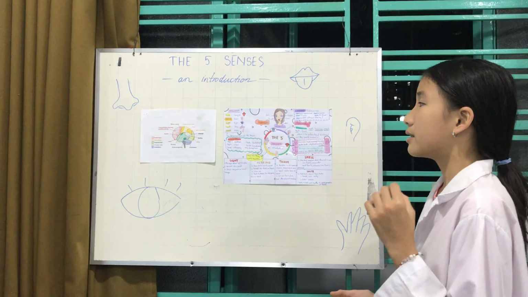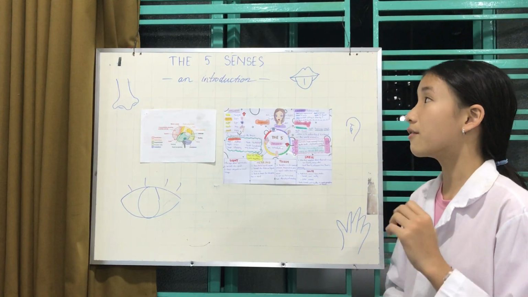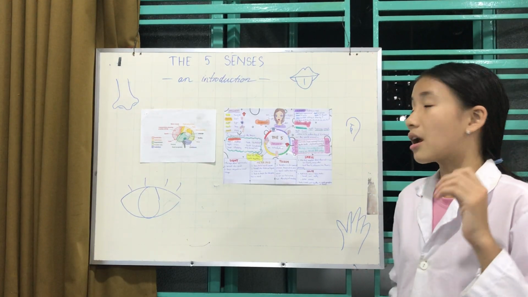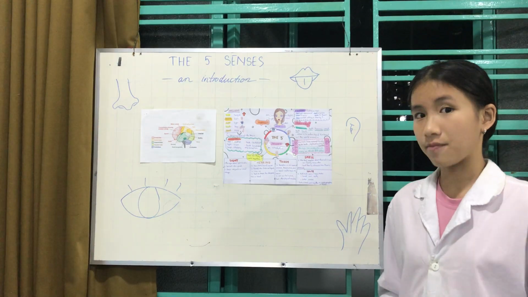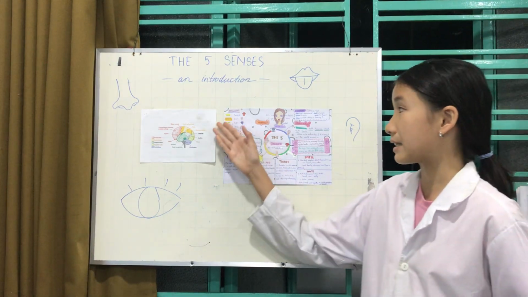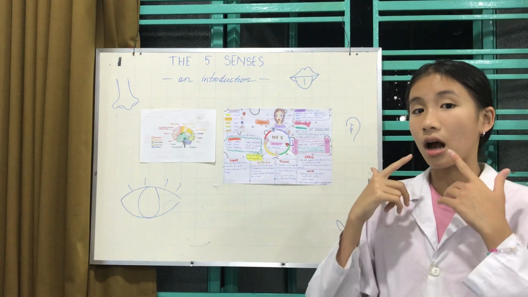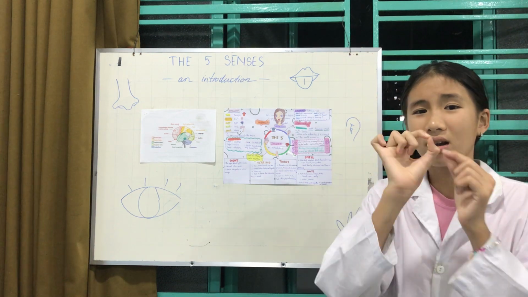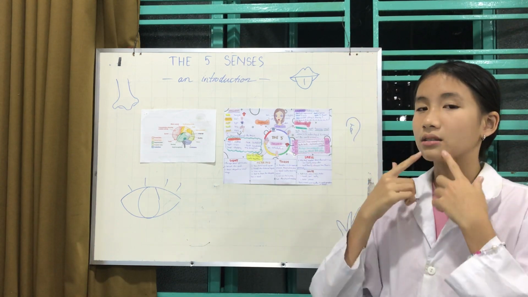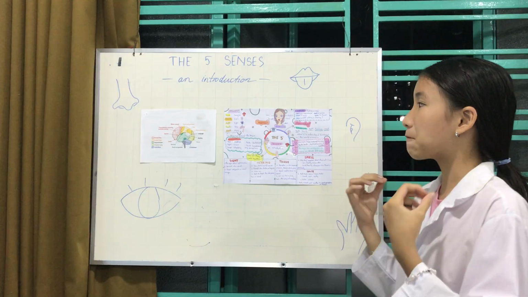Next is the components of the 5 senses. Well, there are 5 main senses and there are 5 main organs. The first one is taste. Well, we taste with our tongue, and in our tongue there are little taste buds that help us to feel that flavor.